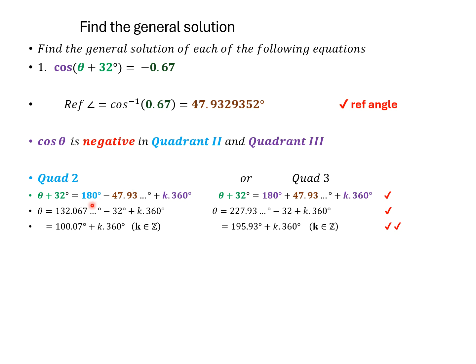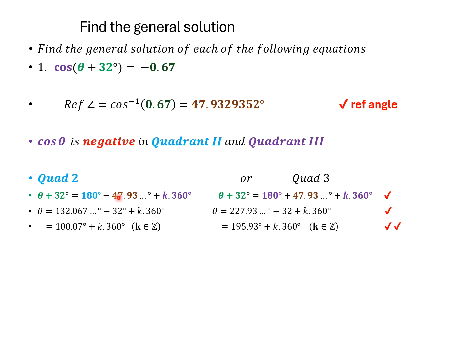So in quadrant 2, 180 minus the reference angle. Quadrant 3, 180 plus the reference angle. The angle we're solving is theta plus 32 as given there. So on my left hand side I have theta plus 32 degrees equal to 180 minus the reference angle plus k times 360 for cos. Or we have theta plus 32 degrees equal to 180 plus the reference angle plus k times 360 for cos. 1 mark for creating those two equations.